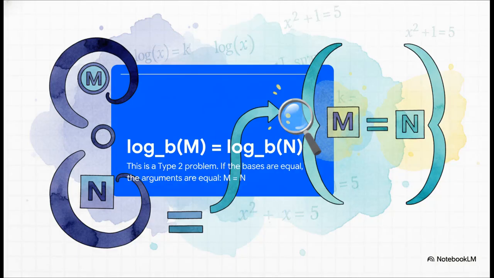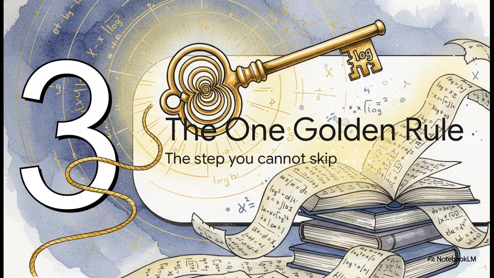Now for type 2, the key is even easier. It's called the property of equality, and it's super intuitive. If you've got two logs, and they have the same base, and they're equal to each other, well, it just makes sense that the stuff inside the parentheses has to be equal too. So you can literally just drop the logs and set m equal to n. So simple.